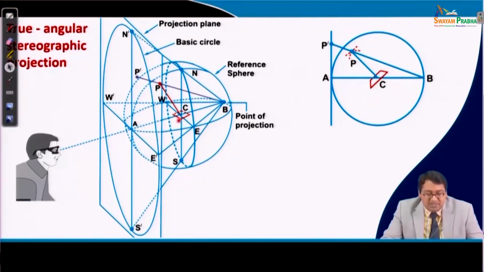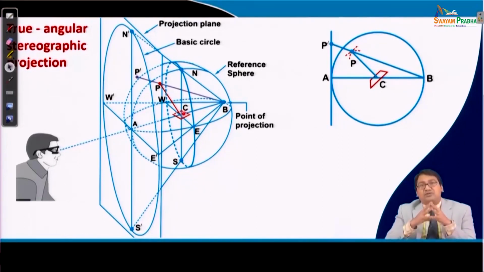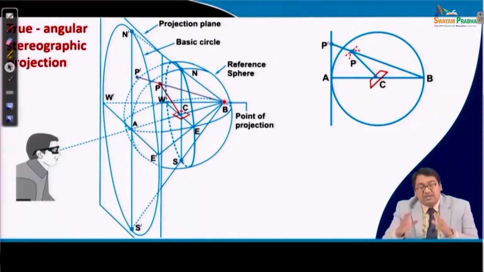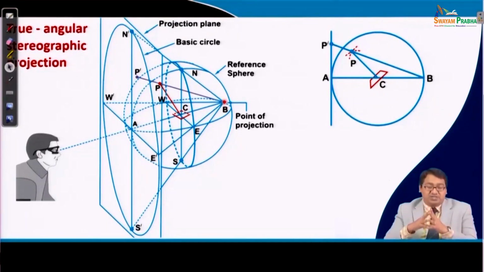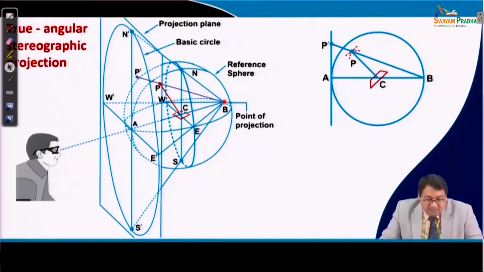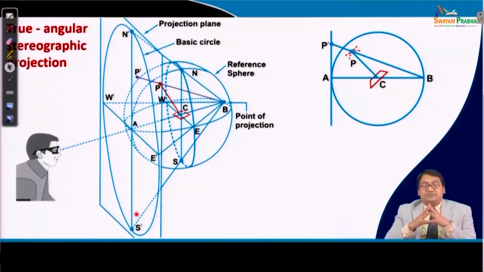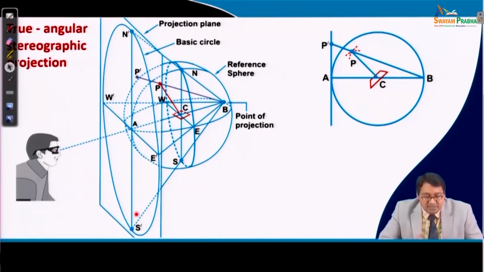It shows that if a crystal is kept at the center of a sphere and a torch is lit at this point, which is known as the point of projection, then whatever shadow appears on the screen of a two-dimensional paper will make a two-dimensional stereographic projection. Okay. Let us go a little deeper and show how it is done.